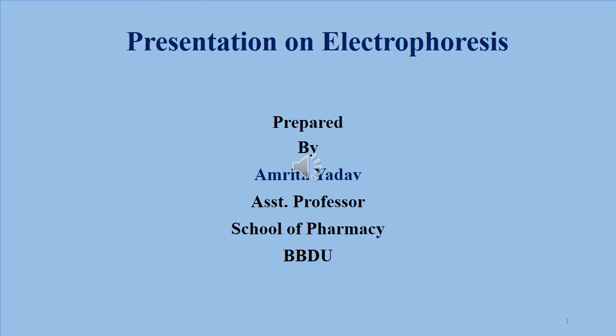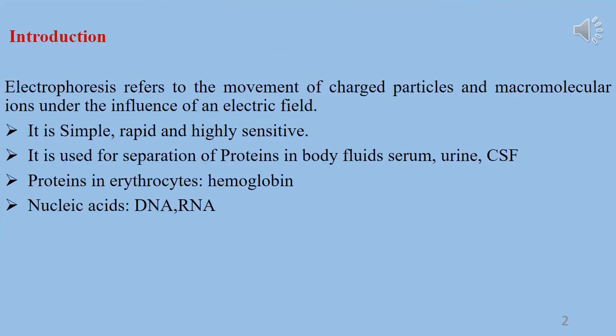Today I am going to discuss electrophoresis. Introduction of electrophoresis. Definition of electrophoresis. Electrophoresis refers to the movement of charged particles and macromolecular ions under the influence of an electric field. Depending on the sign of their net charges, these substances migrate either to the cathode or to the anode. The differences in migration velocities provide a powerful means for the analysis and separation of substances which are difficult to fractionate by other methods.